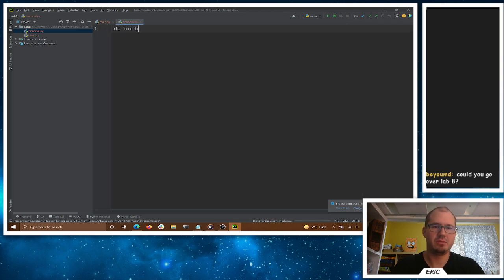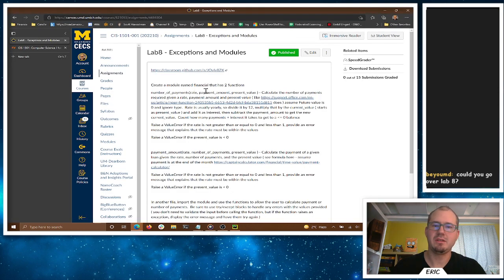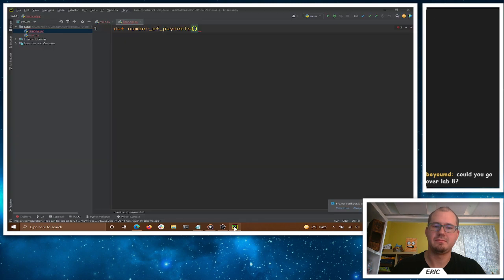We'll define number of payments, and that needed three things, right? It needed the rate, the payment amount, and the present value. The rate was typically an annual rate, so if you wanted to call it annual rate so you knew, that'd be fine. And then we wanted the payment amount, and then the present value. Present value is how much do you owe on the loan. It's essentially the loan amount, so if you want to call that one loan amount, that might work too.